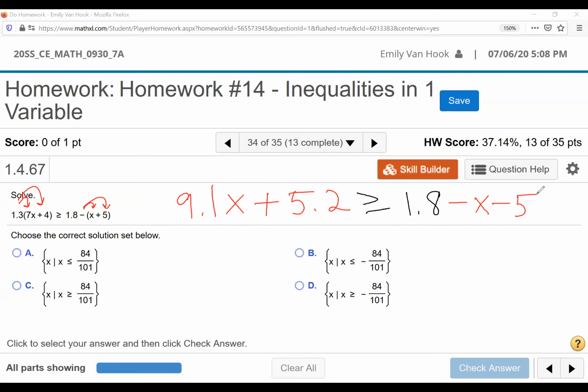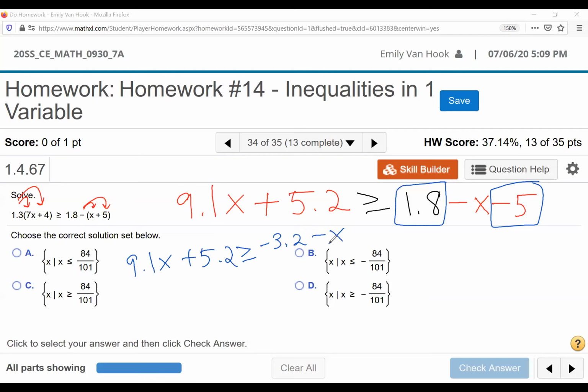All right, so can we simplify here? Let's see, can we combine like terms? Can't really combine anything on the left side, but on the right side, we can combine 1.8 minus 5. So again, using my calculator, 1.8 minus 5, that's -3.2. So let's rewrite the problem. So 9.1x plus 5.2 is greater than or equal to, because we combine those numbers together, 1.8 minus 5 is -3.2. And then we also have that minus x.